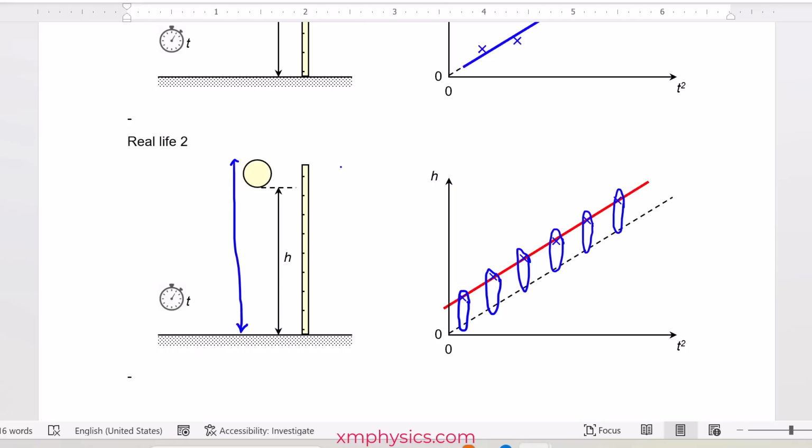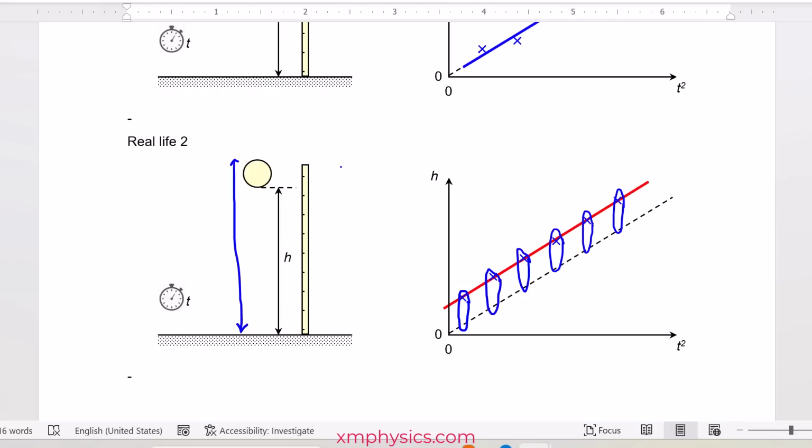But this error is still not so bad, you know. You see, it actually doesn't affect the gradient of your best fit line. So you are still going to get the correct value of g. It's just that it's going to be a bit embarrassing because everybody will look at your graph and know that there was a systematic error in your experiment.